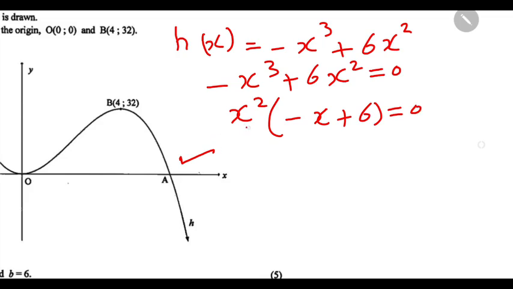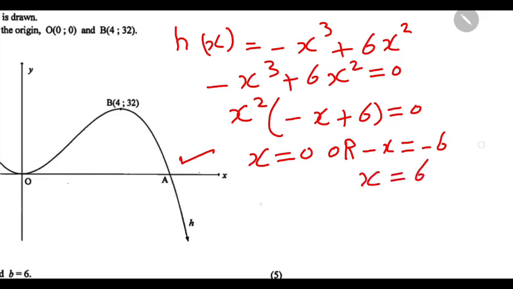Now we need to solve for x. x power 2 is equal to 0, so x is equal to 0, or -x plus 6 is equal to 0. So -x, and positive 6 I switch over, this will become -6. Dividing both sides by -1, the answer is x is equal to positive 6. So the A coordinates lie on the positive side: A is x value 6, y value is equal to 0. This is my final answer.